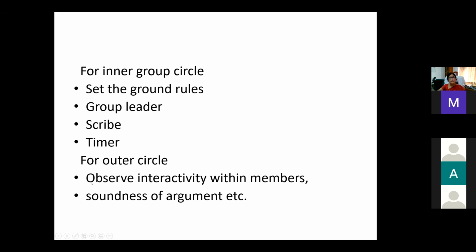And the outer circle should observe the interactivity within the members and the soundness of the argument. So this is very important that we have to set some ground rules, we have to have a group leader, we have to have a scribe, and we have to have a timer, so that ultimately one should be able to present the outcomes of their discussion. Otherwise, it will become a very haphazard discussion.